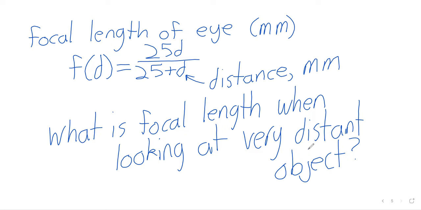A slightly less formal, but maybe easier way to approach this problem is as a limit problem. You're measuring D in millimeters, remember. These units are really small. 4 miles is an absolutely huge number of millimeters. So instead of doing any conversions, let's ask ourselves, what does the focal length do as D goes off to infinity?